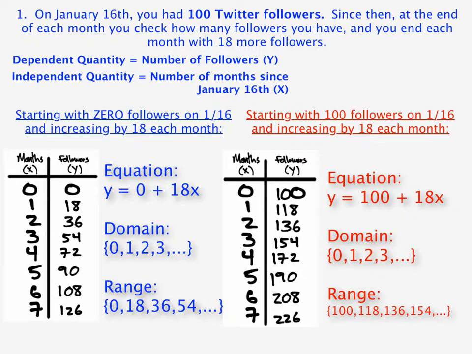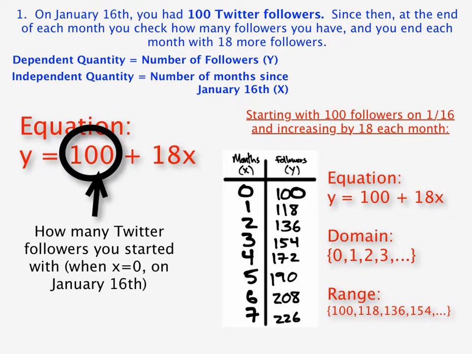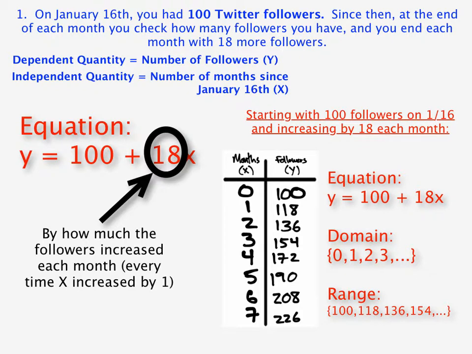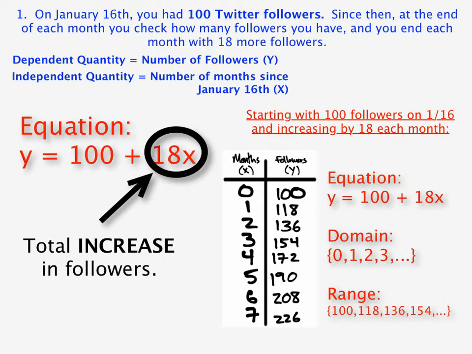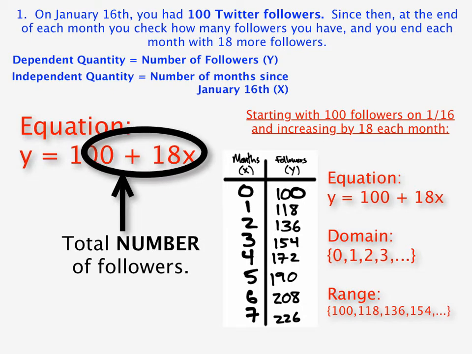Let's break down this equation a little more and talk about some of the different elements in it. 100 represents the starting number of followers on January 16th, or 0 months since January 16th. The 18 represents by how much the followers increased each month. The 18 times x represents the total increase in followers, right? 18 followers per month times however many months it's been. And of course, 100 plus 18x represents the total number of followers you have.